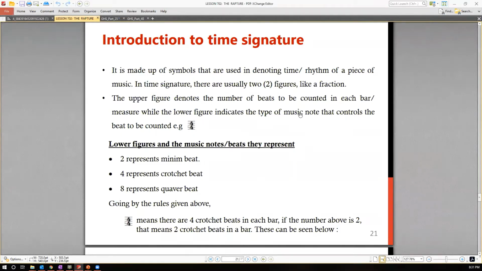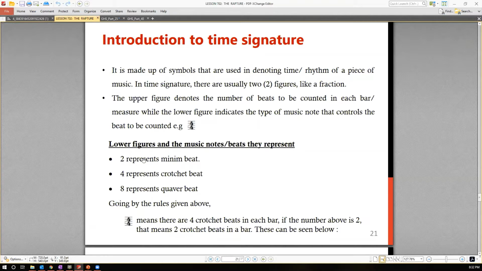We have the whole note, the half note, the crotchet or the quarter note, the quaver or the eighth note, or the 16th note. So the lower figure tells us the type of music note that controls the beats to be counted. In other words, it gives us an indication of which music notes take one beat. So the lower figures and the music notes of beats they represent.